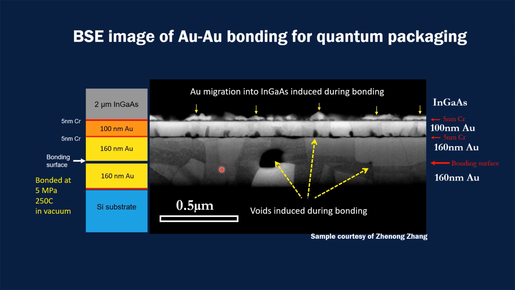The grain structure indicates the two gold films bonded together very well, leaving voids of different sizes at the interface due to atom migration. Now we can see clearly what is going on right here. Gold actually migrated into the InGaAs substrate, leaving crocodile voids at this interface.